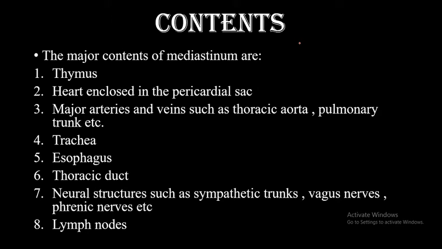So first we will do boundaries. First you have to write about the boundaries, then you have to write what structures are present within the mediastinum. We have to study individually what structures are present in the superior mediastinum as well as in the inferior mediastinum. The major contents of the mediastinum, the general contents, are first the thymus gland, then the heart, which is enclosed in the pericardial sac.